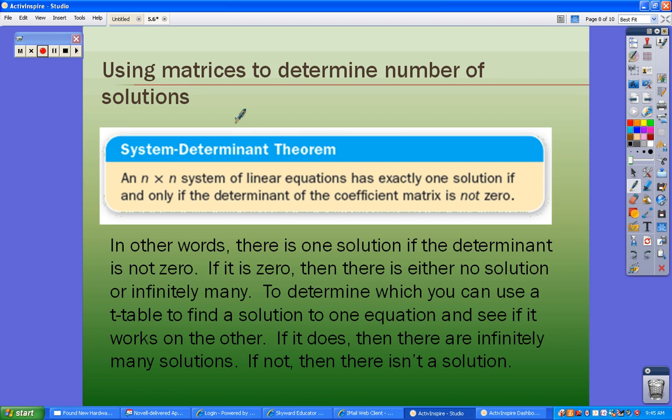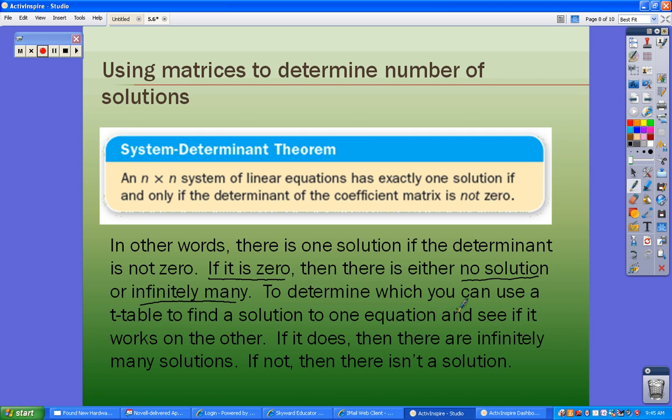Now, what about this determinant? What happens if it comes up 0? We know that if it's not 0, it definitely has an inverse and we can solve it. There is one solution if the determinant is not 0. If it does come up 0, that does not mean you can't solve the system. What it means is that we either have no solution or we have infinitely many.